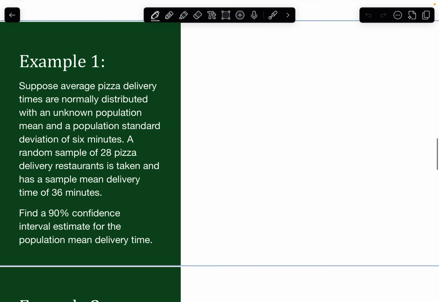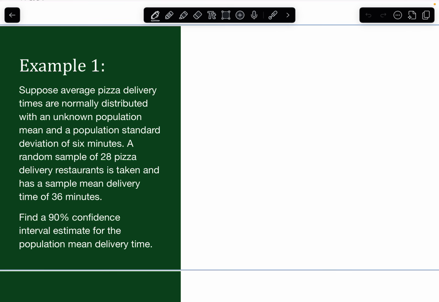So for our first example, it says, suppose average pizza delivery times are normally distributed with an unknown population mean and a population standard deviation of 6 minutes. A random sample of 28 pizza delivery restaurants is taken and has a sample mean delivery time of 36 minutes. Find a 90% confidence interval estimate for the population mean delivery time.